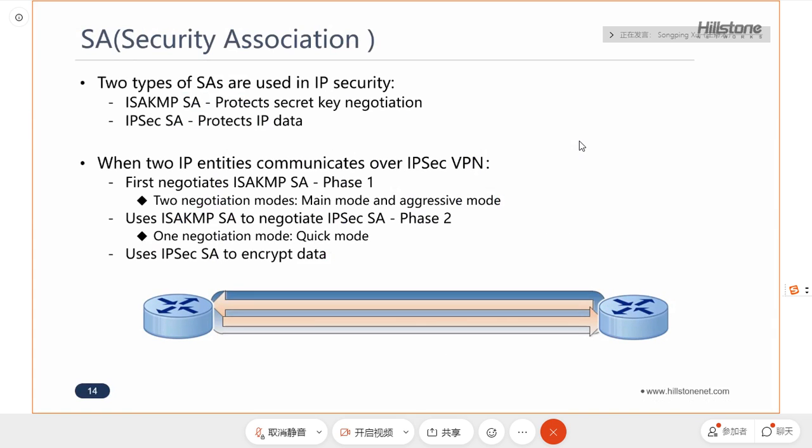And for the VPN negotiation, actually, we have two SAs, two security associations. One is called ISAKMP-SA, which is used to protect the secret key negotiation. And the second part is IPSec-SA, which is used to protect the IP data.